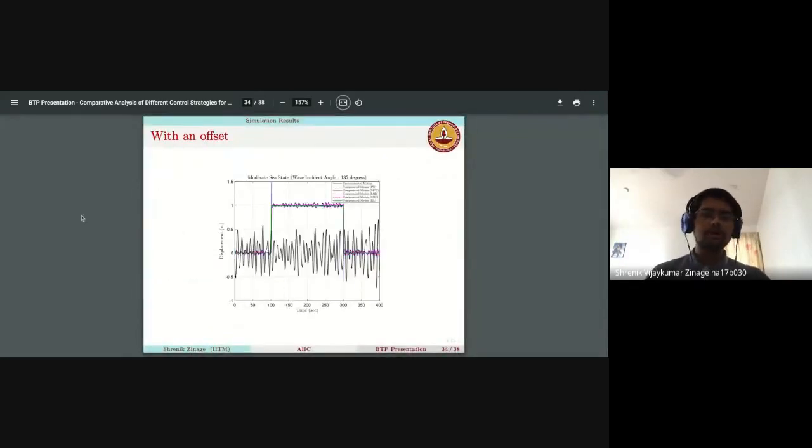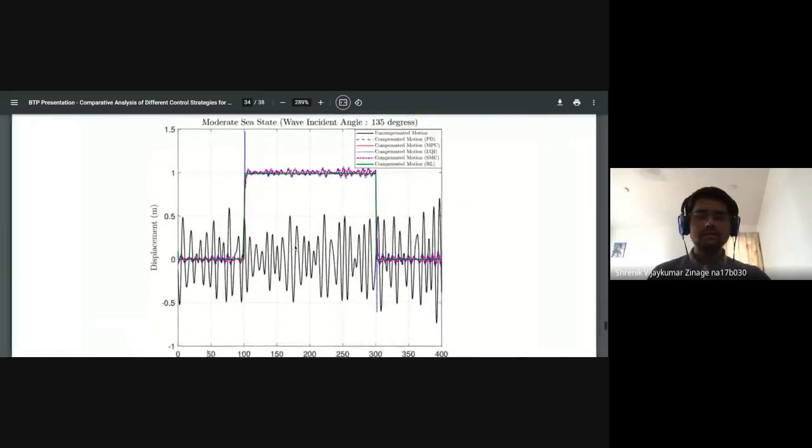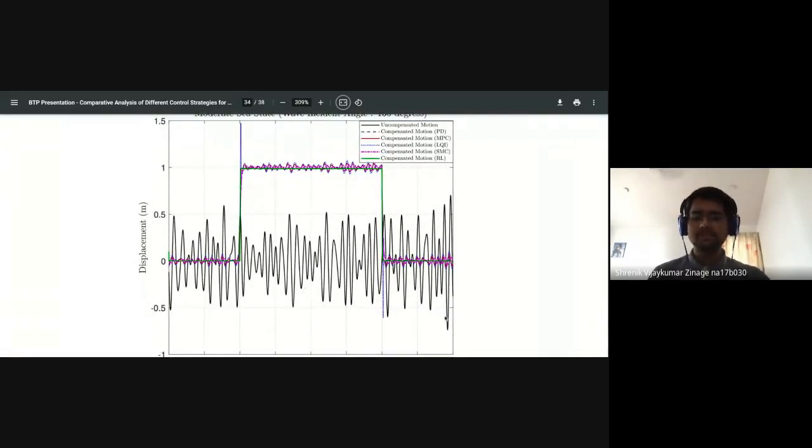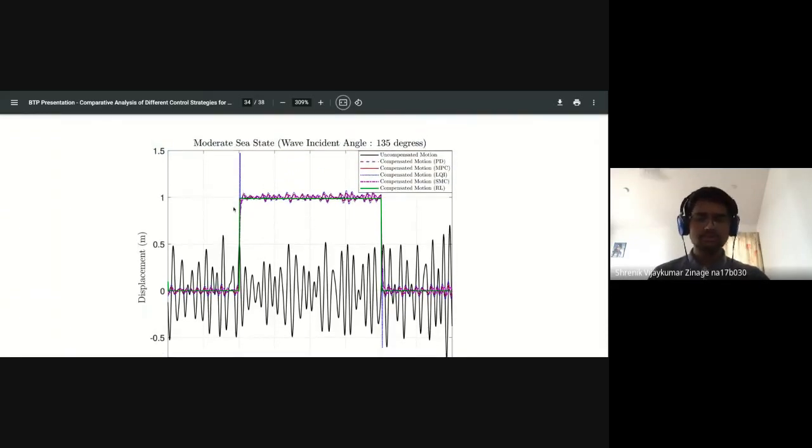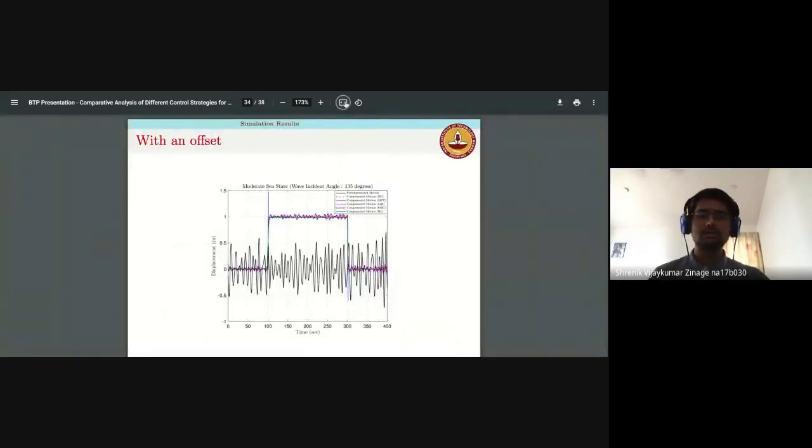So now talking about the ability in tracking an offset, these are the results that I got. The black curve indicates the uncompensated motion, and I gave a particular offset of 1 between 100 and 300 seconds. Whether the controller is able to track it is shown here in the figure. All the controllers are able to track the offset except LQI, which shot up by a high amount and then regained its position. Similarly, when the offset was set to 0 again, it shot down and then went back to 0. So other than LQI, all the controllers performed decently in tracking an offset.